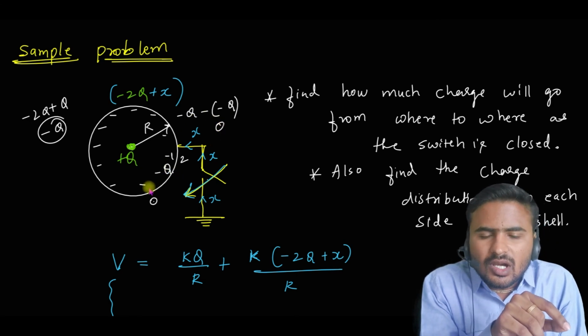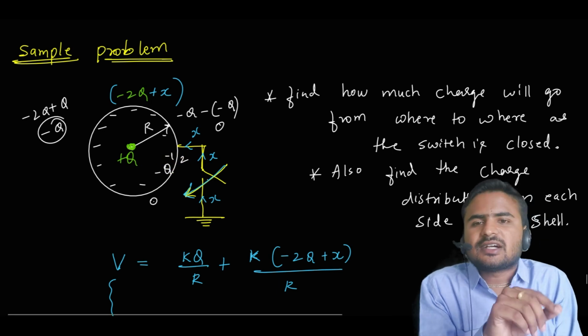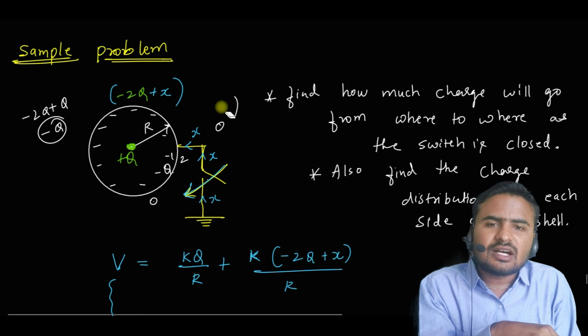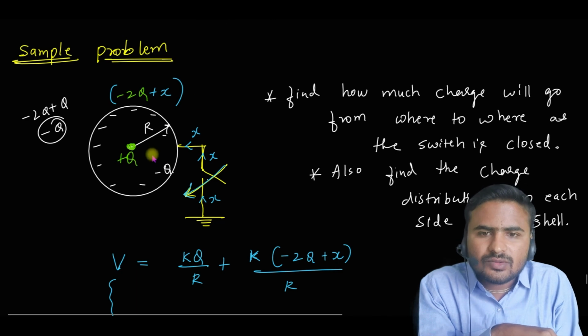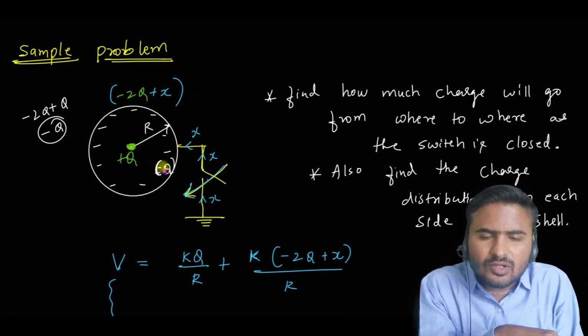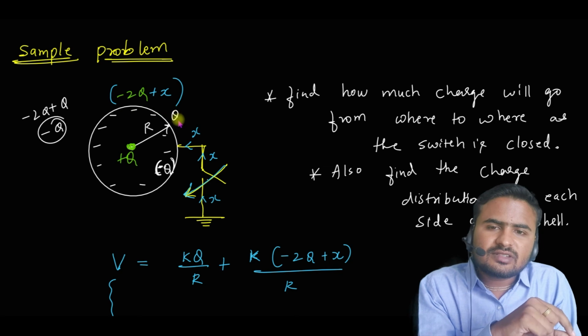So therefore, on the inner surface, the charge will be minus q, and on the outer surface, the charge will be 0. So this is the charge distribution. I can write: minus q is going to get induced. Minus q amount of charge will be present on the inner surface of this shell, and on the outer surface the charge is going to be 0.